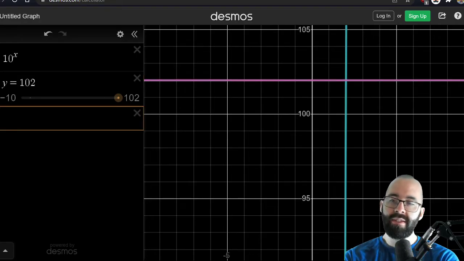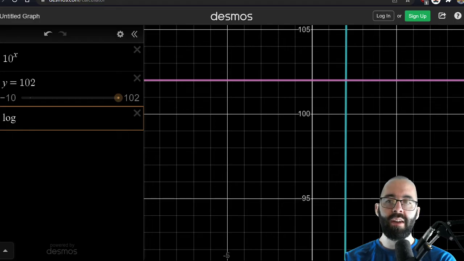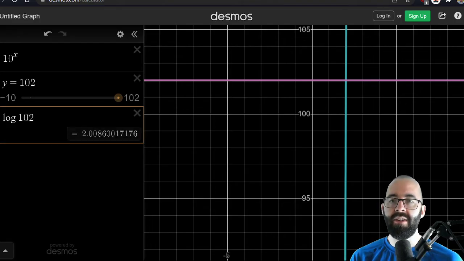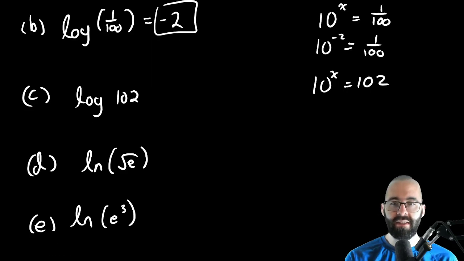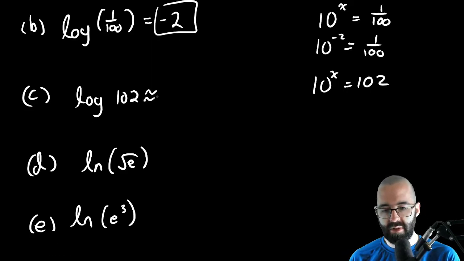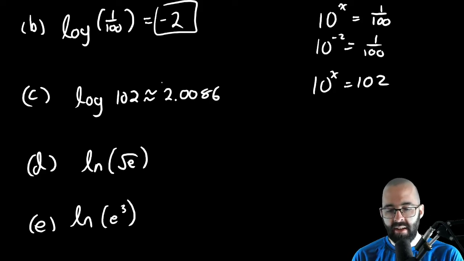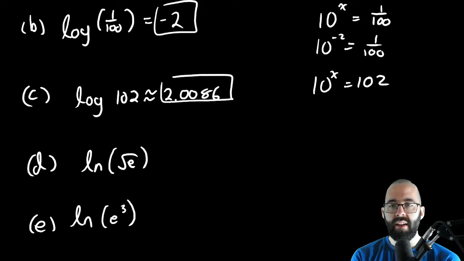Or, this is where we have to use a calculator. What is log base 10 of 102? About 2.0086. It's approximately 2.0086. Now, we know the answer is close to 2, even before typing this into a calculator.